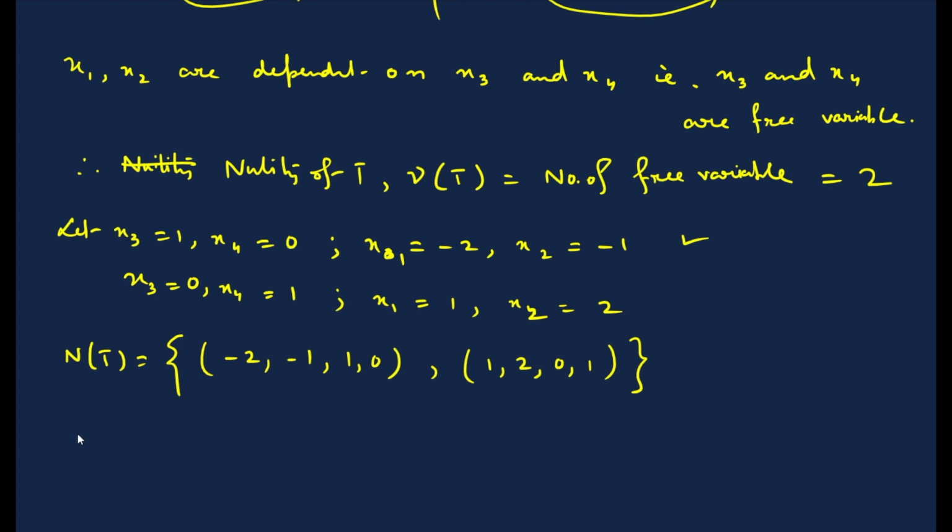So what is the verification? What we know is that nullity plus rank equals the dimension. So nullity is 2, rank is also 2, equal to 4, and this is a 4-dimensional vector space. I think you remember this is R to the power 4. So dimension of what? R to the power 4. So this is one problem.